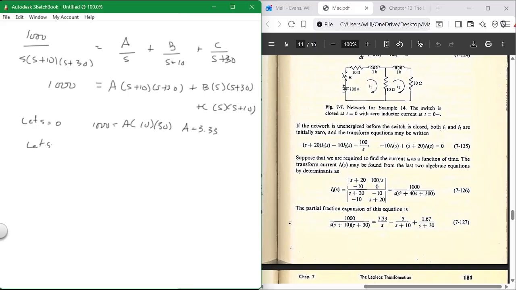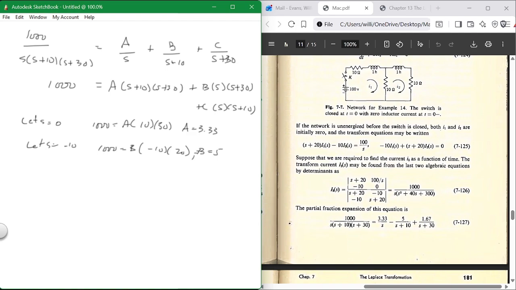Let s equal minus 10. It's the opposite of what that is. So what happens? The a term falls out, the c term falls out, the b term is all that's left. You have 1,000 is equal to b times minus 10. Minus 10 plus 30 is 20. So what is b? 5.